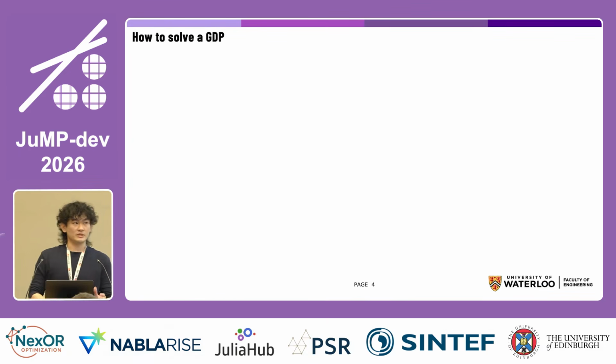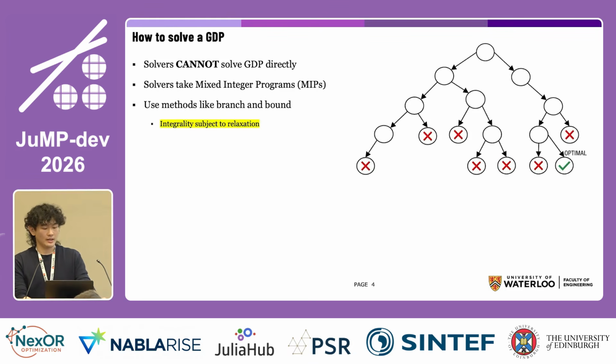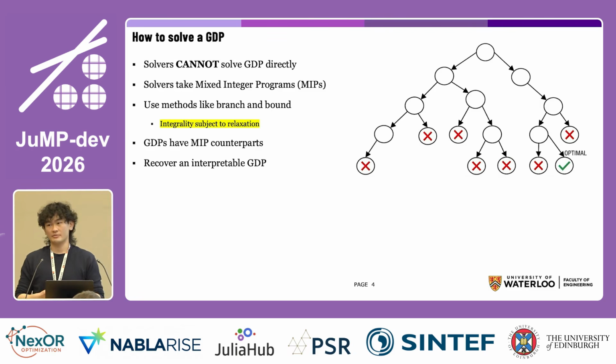Okay, so GDP is a really nice way for you to model it, but to actually solve it, solvers can't directly support a true and false variable, right? So we pass it a MIP instead. A brief overview on why: for methods like branch and bound, you need a relaxation of the problem, and we can do this by relaxing the integrality of your MIP. GDPs have natural MIP counterparts, and in the end, you as the modeler can recover an interpretable solution that's true and false.